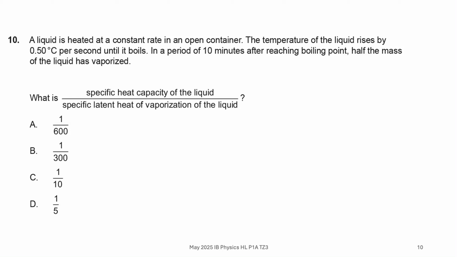Okay, here we are with a question which is from the thermal physics part of the course. We're looking at a liquid which is heated at a constant rate in an open container, and we know the temperature of the liquid is rising by a certain temperature, and we know the time. We want to know the specific heat capacity divided by the specific latent heat. Have a look, and when you're ready to watch on, have a look at the explanation.